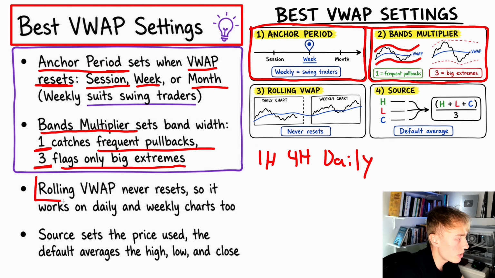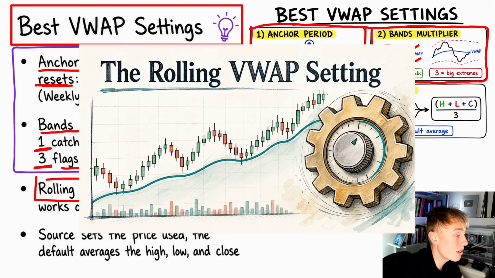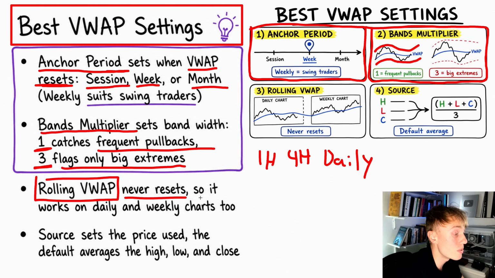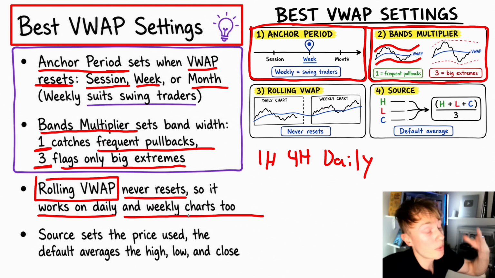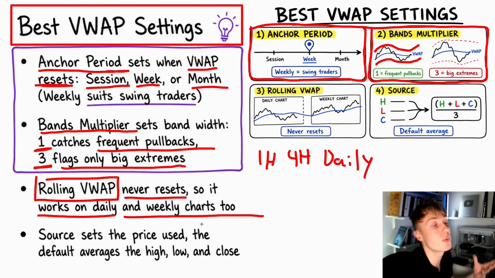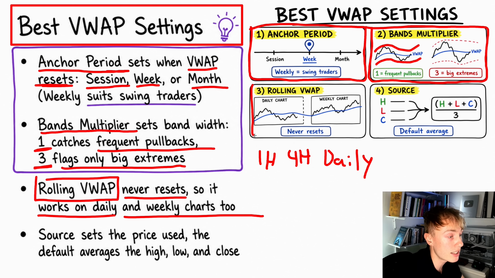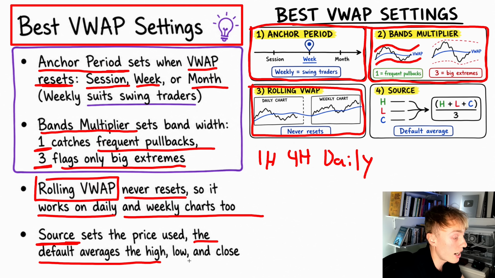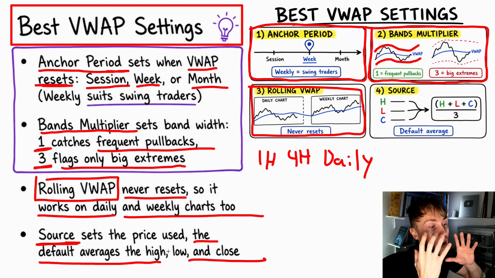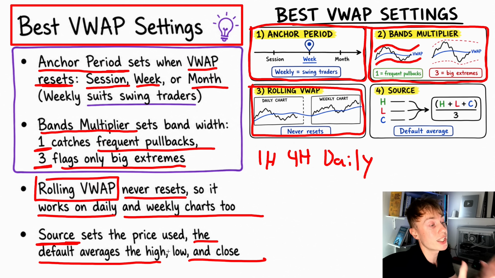Another setting here is what is known as a rolling VWAP, and this is a VWAP that never resets. It works on a daily, and it also works on a weekly chart, so you can use it on very long-term time frames. This right here is an example of a rolling VWAP. And last but definitely not least, we can change the source of the VWAP calculations. The default here averages the high, low, and close, but there are many different options we can change right here.